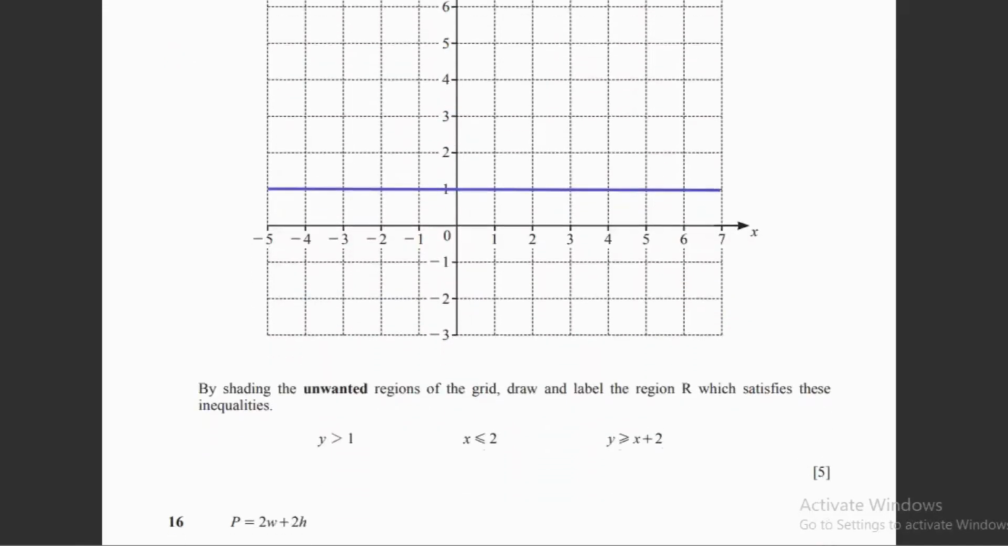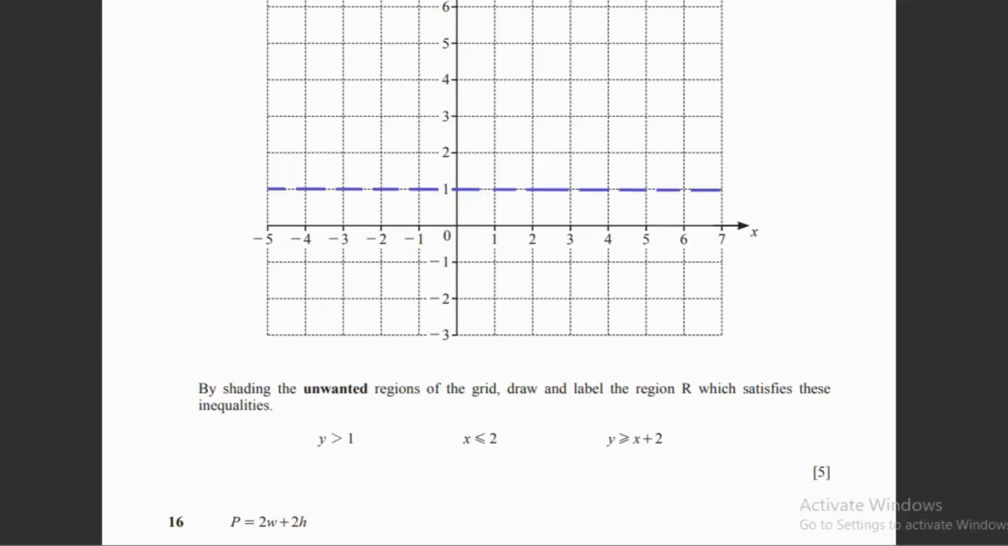But this will not be a solid line because we do not have a line under this inequality sign. Due to that reason, this has to be a dashed line. So I'm going to make this into a dashed line. So I'm going to have a dashed line like this.